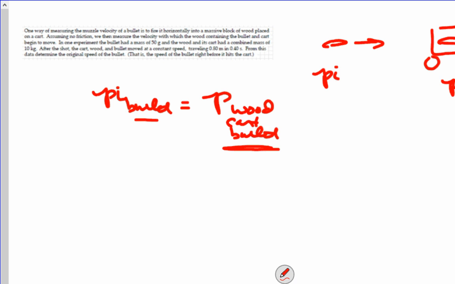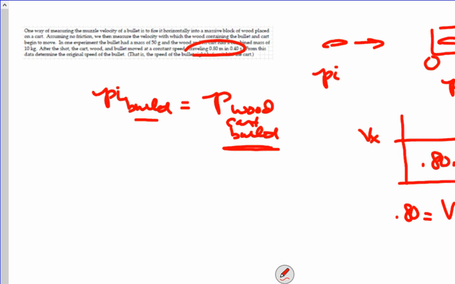And, oh my goodness, look at this. They didn't tell us outright how fast it's going after the collision. But you know what? They told us that it is moving with a constant velocity. So it's moving 0.80 meters in 0.4 seconds. Okay, well, you can figure this out. You've done it a million billion times, right? 0.80 equals v times 0.4 seconds. So your velocity actually works out to be 2 meters per second.